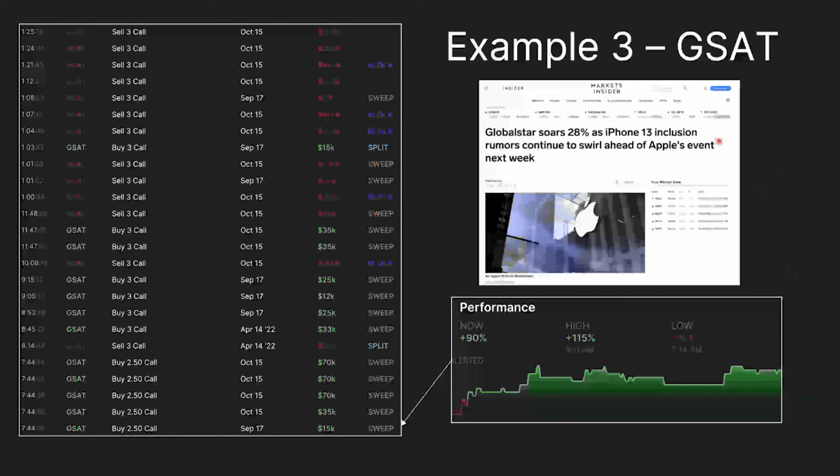So in this case, there's been a lot of rumors about GSAT being that provider. There was some good flow in the morning. That's what we're looking for. Lots of repeated flow. The contracts did great. A lot of them from anywhere from 50 to 100%, depending on where you entered.